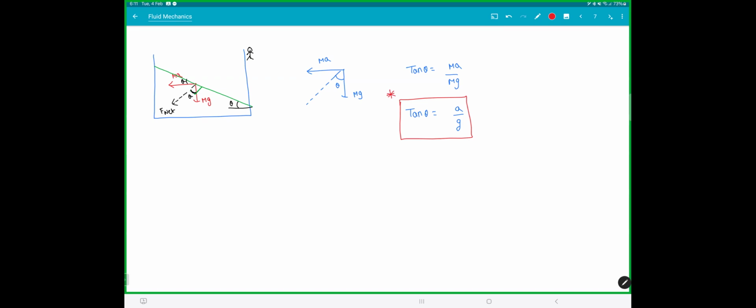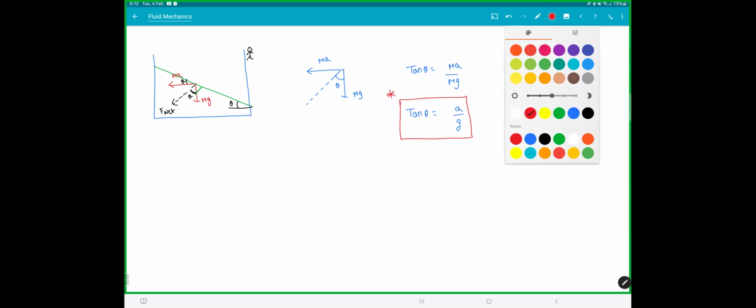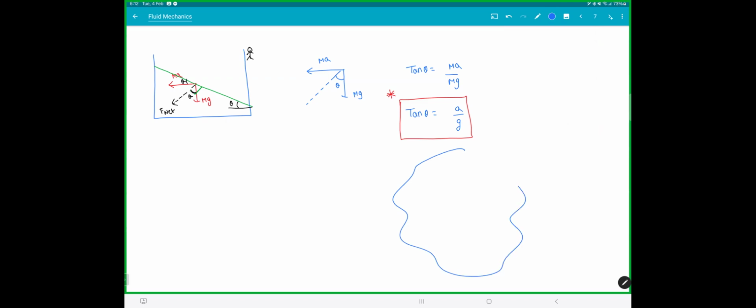The thing about this is it really doesn't matter how you take the container, meaning you can take some amoeba shaped container, and if you accelerate with A, you can be sure the liquid inside here will make an angle theta like this. You take any shape of the container, do whatever you want, it doesn't matter. Tan theta is A by G is valid.